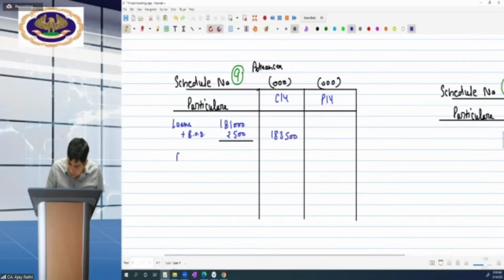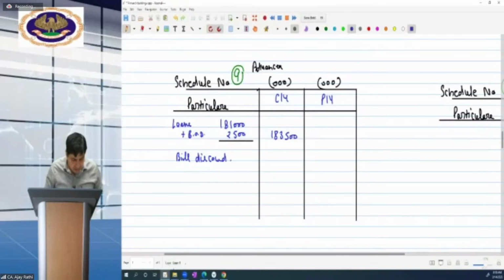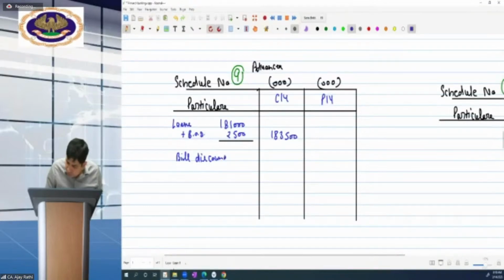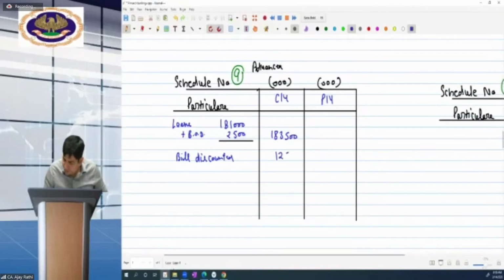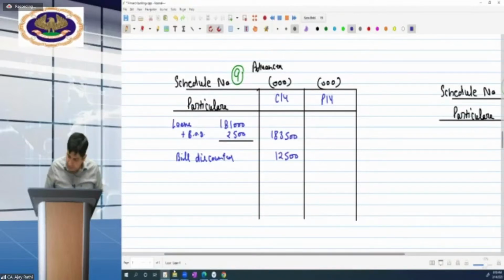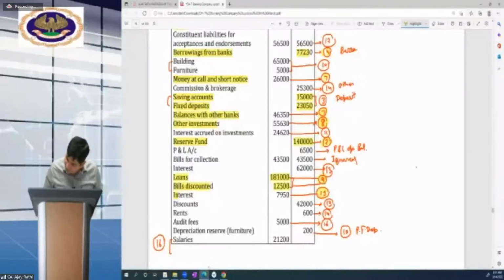Next one is bills discounted. Beta, anything which is part of adjustment is to be posted on both sides. Bills discounted is how much? 12,500.